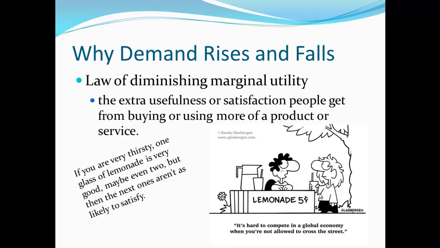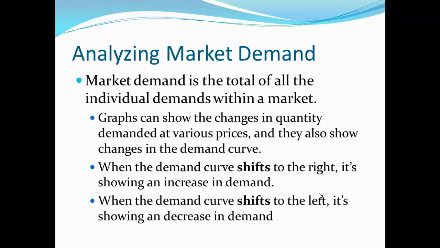However, think about buying 5 glasses of lemonade and drinking all 5 of them. By the time you get to the 4th or the 5th glass of lemonade, it doesn't have that much satisfaction. Your thirst has already been quenched, and probably you can't even drink that much lemonade. So every one after maybe 1 or 2 really are not that valuable. So that's the law of diminishing marginal utility.